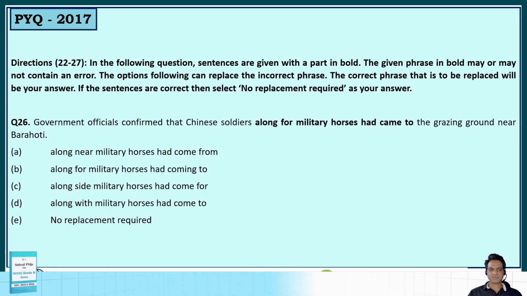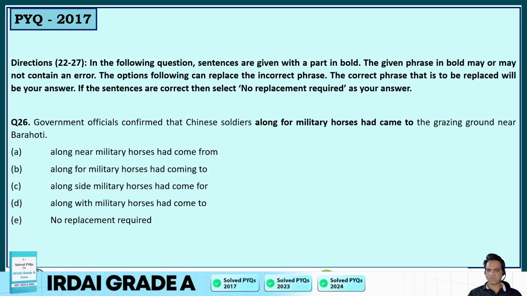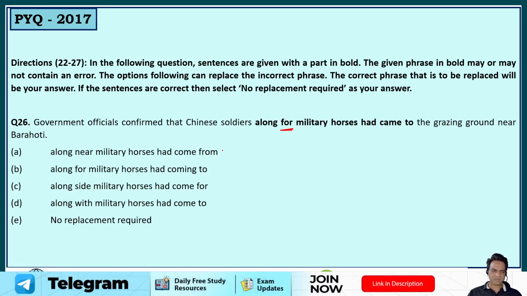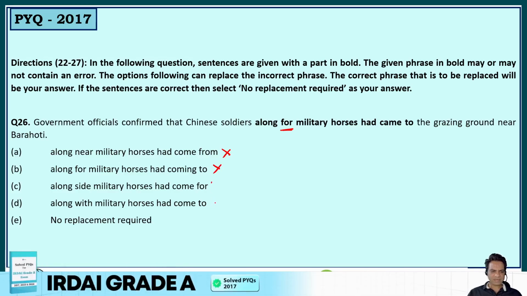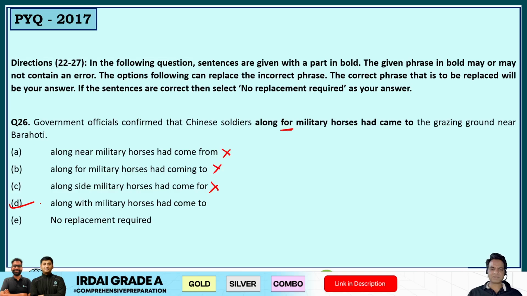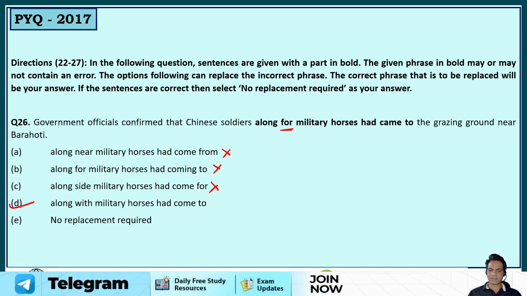Next question, guys. Government officials confirmed that Chinese soldiers along 4 military horses had came to the grazing ground near Bharoti. So government officials confirmed that Chinese soldiers along for, no guys, along for, no; along with, along alongside or along with military horses, yeah, along with military horses had come for the grazing. No, guys, had come to the grazing ground. So option D is correct. Government officials confirmed that Chinese soldiers along with military horses had come to the grazing ground near Bharoti. So option D is correct.